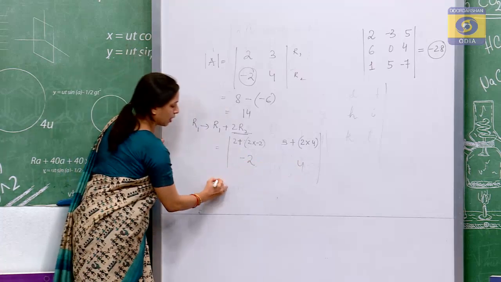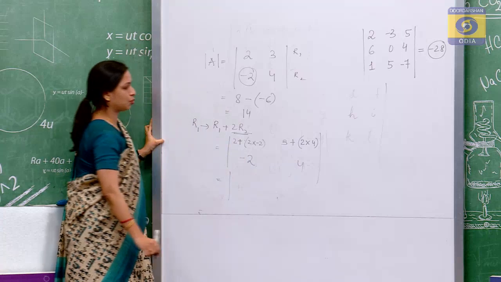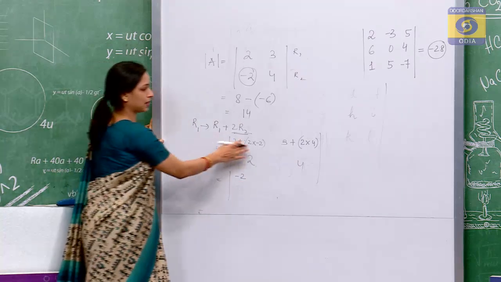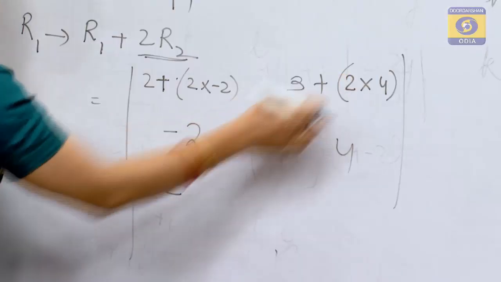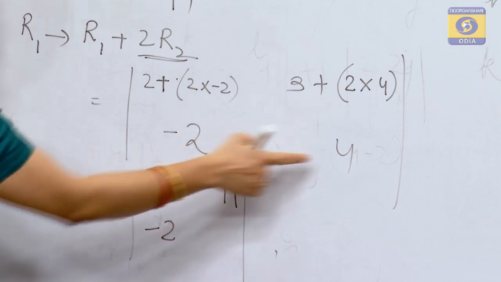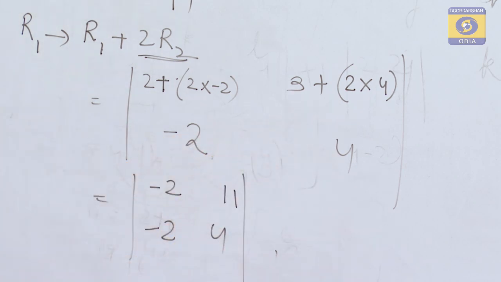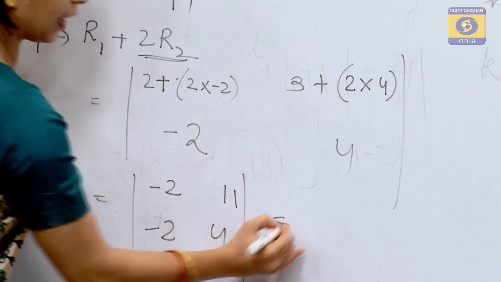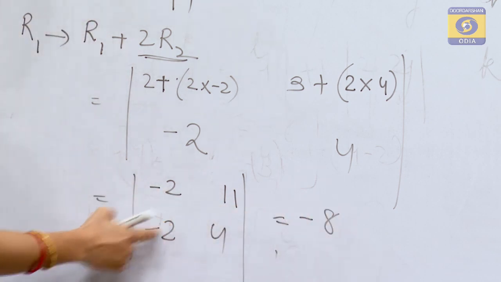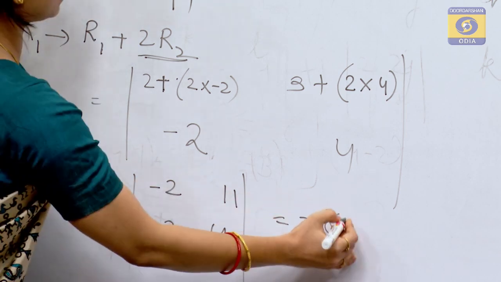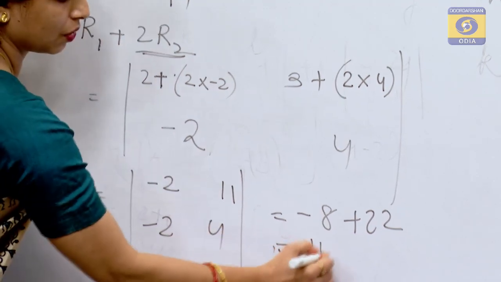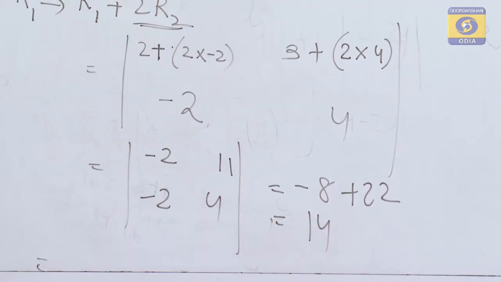Okay. Now, how much is this? 2 minus 4, that means this is minus 2, 2 plus minus 4, right. This is 3 plus 8, 11, this is minus 2 and this is 4. Okay. So, here we get how much? Minus 2 into 4 is minus 8, minus, this will become plus 22. Resultant will be the same, right.